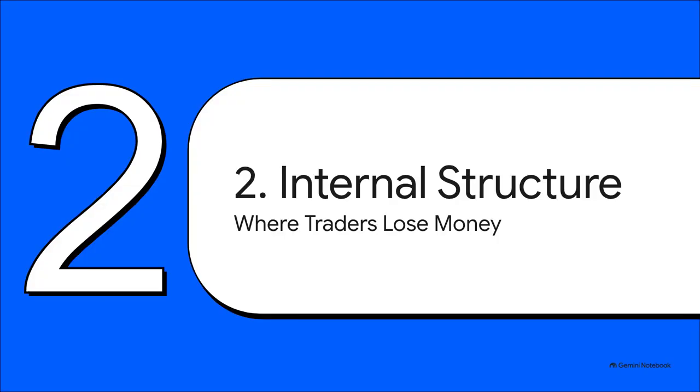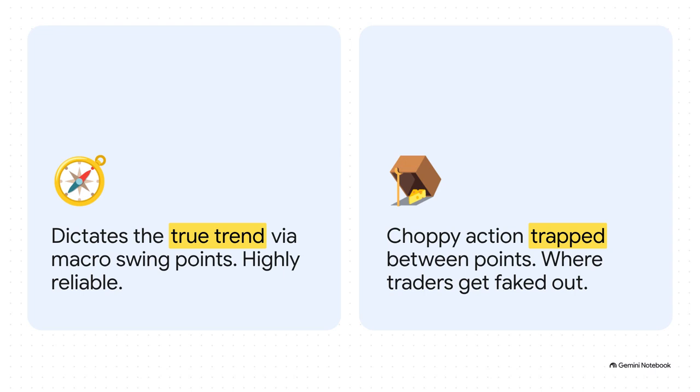Moving right along to Section 2, the internal structure illusion, also known as exactly where traders lose their money. So you've got your external structure, which is dictated by those macro swing highs and lows we just talked about. It defines the true trend and is incredibly reliable for your directional bias. But then, you have internal structure. This is all that messy price action trapped between your external swing points.